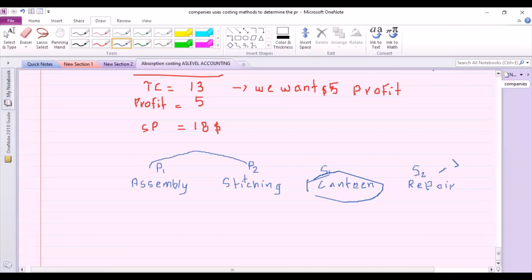Canteen department, for example, they are using a refrigerator. The refrigerator may stop working. So what will they do? They call the repair and maintenance department, and the repair and maintenance department will send a worker to fix the refrigerator problems. So it means that the repair department is also serving the canteen department. That is why S2 is also sharing its fixed overhead cost to S1 along with P2 and P1.